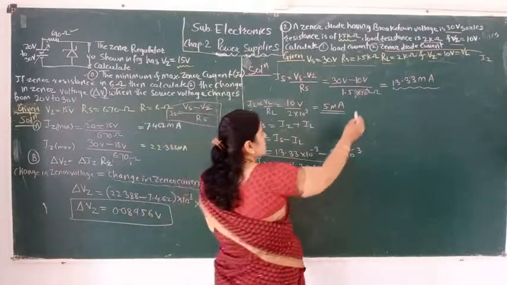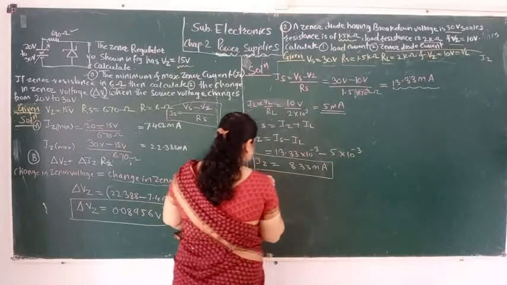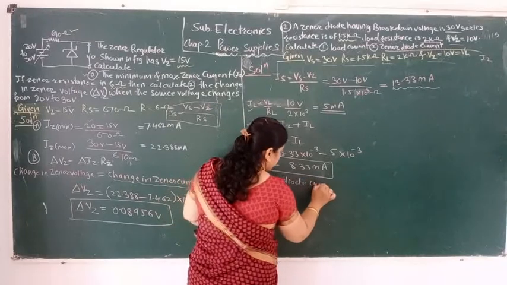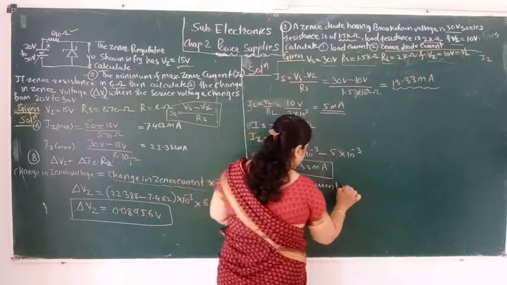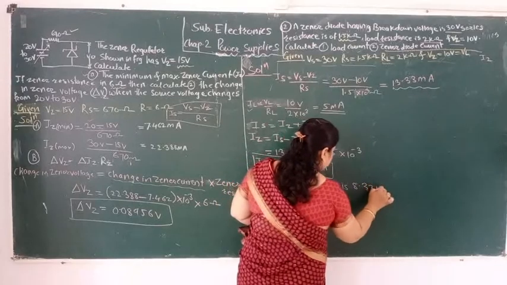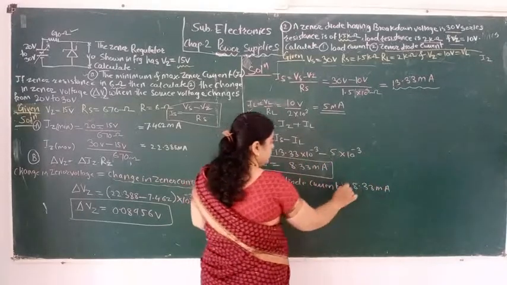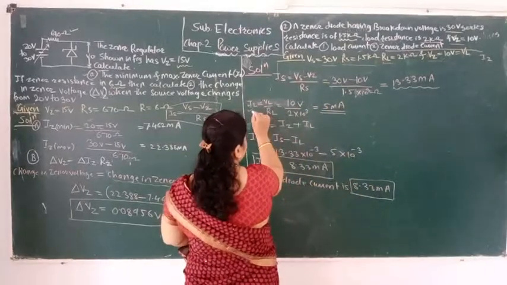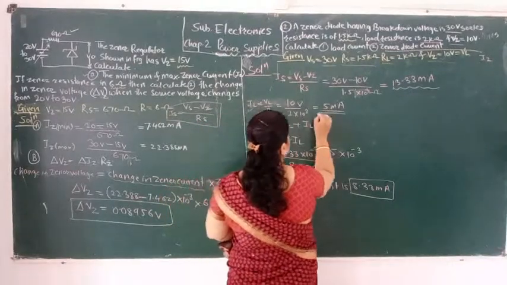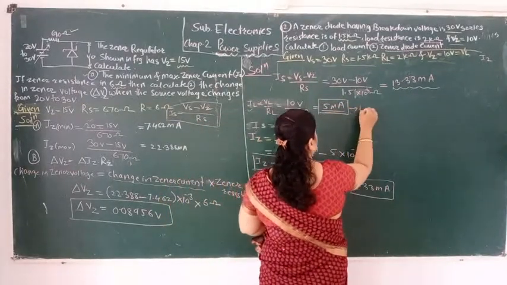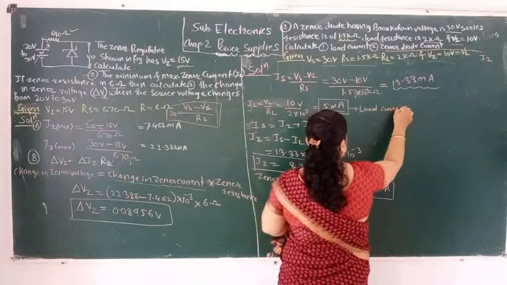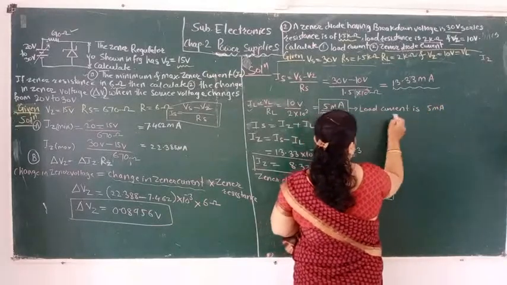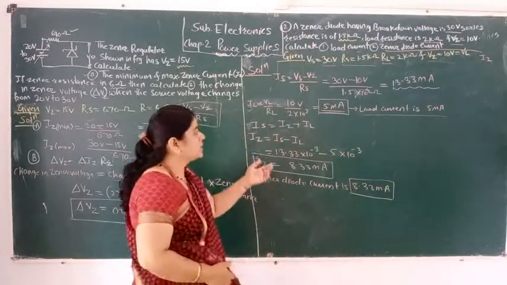So the Zener diode current, you can write it here, the Zener diode current is 8.33 milliampere. And what is asked? Load current, that is IL. We can write here, load current is 5 milliampere. So this has been asked like this.